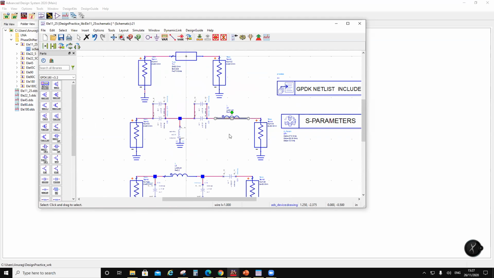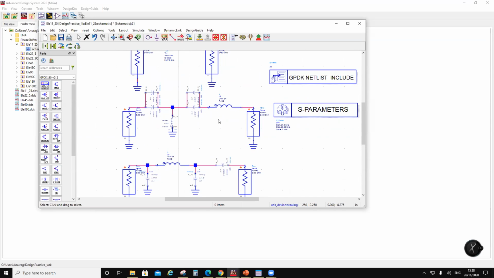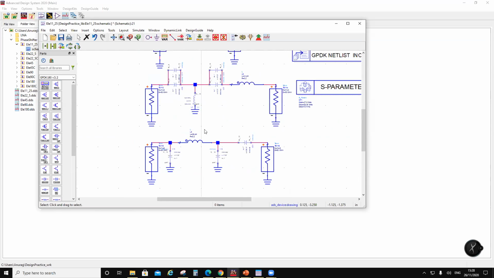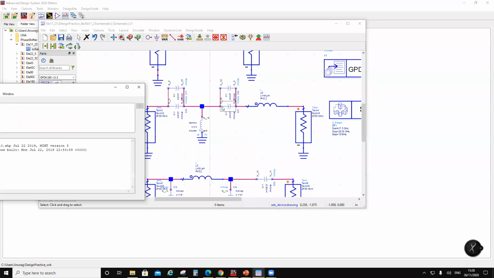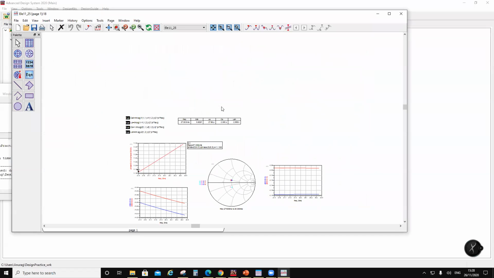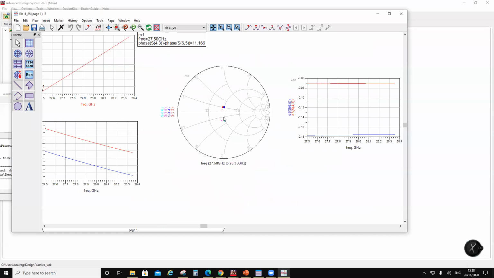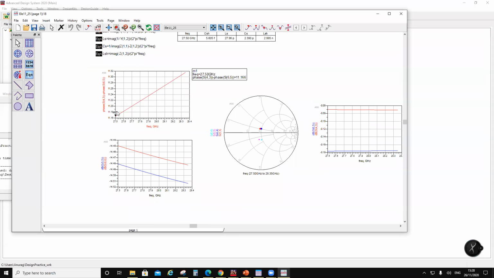Okay, let's simulate this. Okay, so now if you see, we are beginning to see this mismatch on both sides. Though we are 11.25 degrees over here, we are minus 15 here, we have a mismatch here, and we have imbalance over here. So that was what you were referring to.